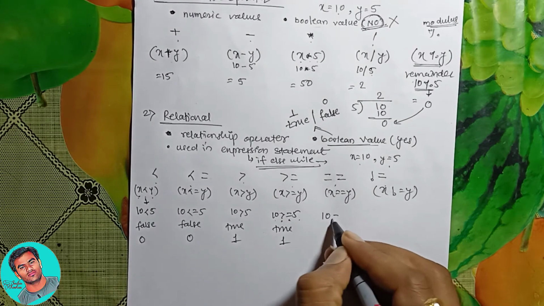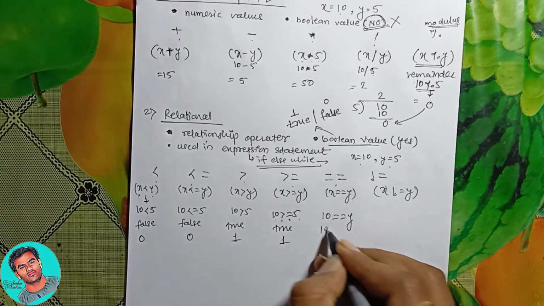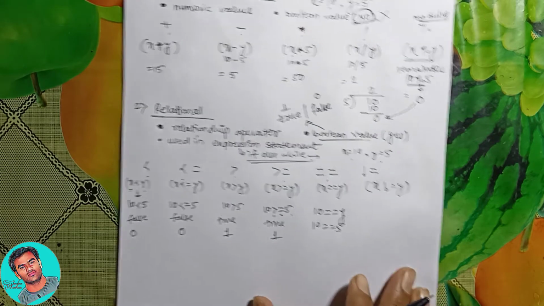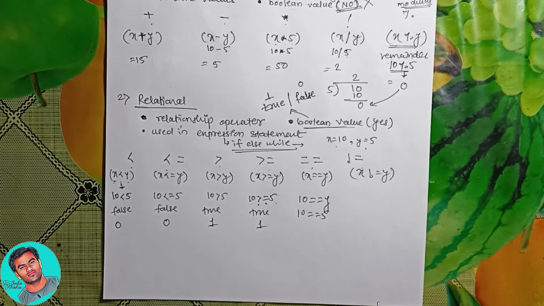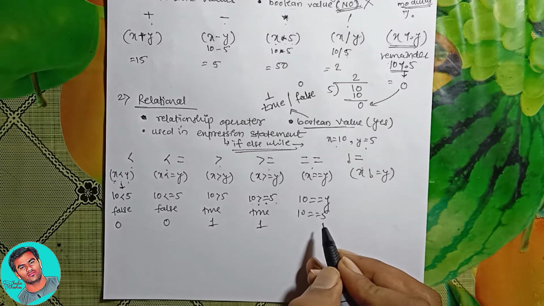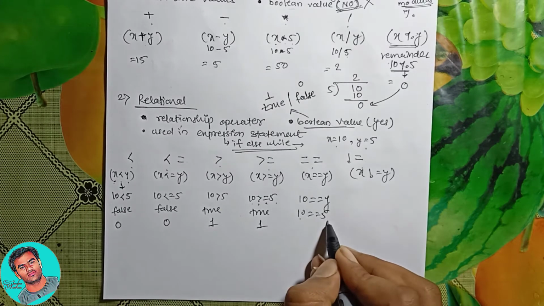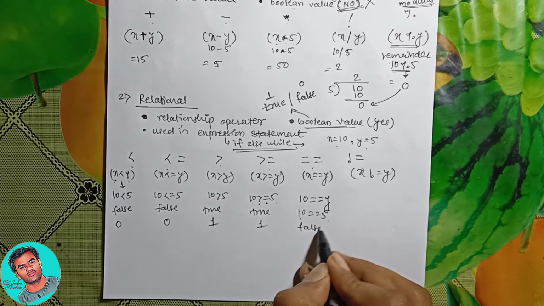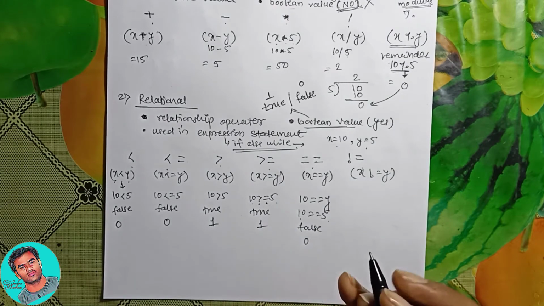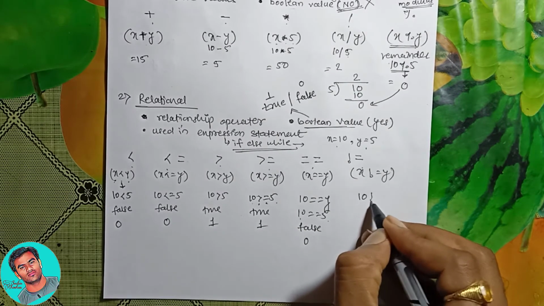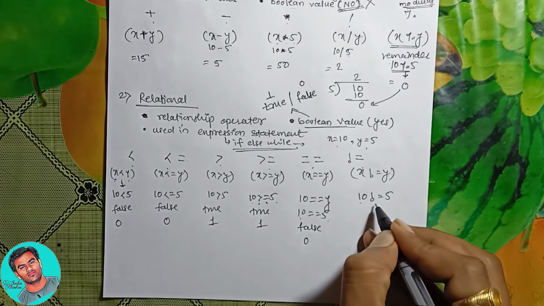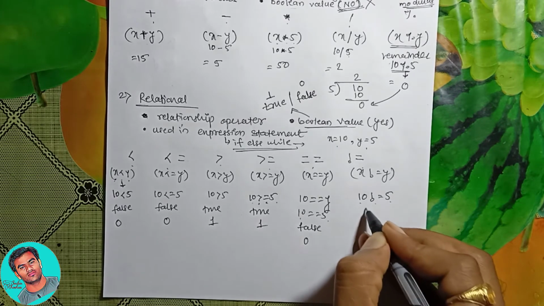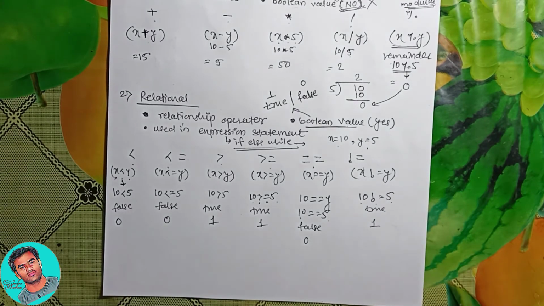Now here, 10 double equals to y, or 10 double equals to 5, is this value true here? Check the condition. 10 double equals to 5, it is not, because 10 is not equal to 5, so it is going to return a false value or a 0 value. And now here, 10 not equals to 5, 10 is not equal to 5, that means it is a true statement, so it returns the value 1 here.